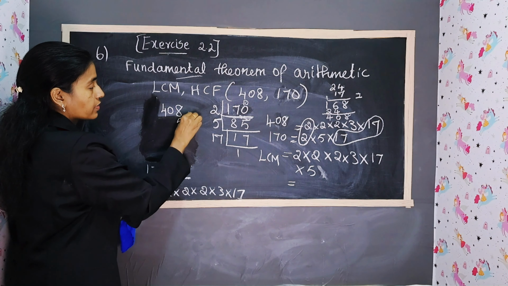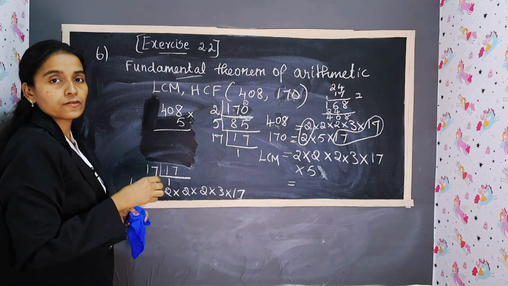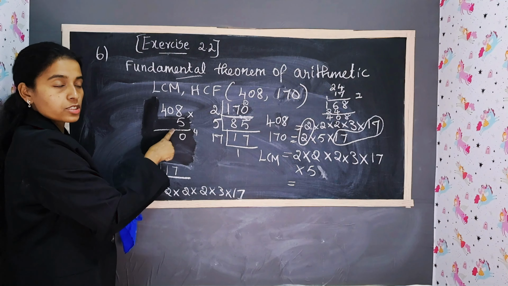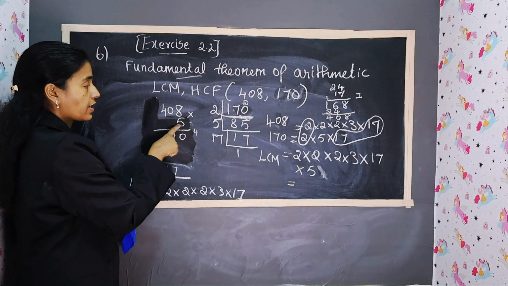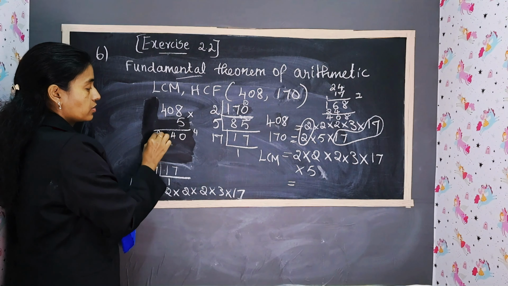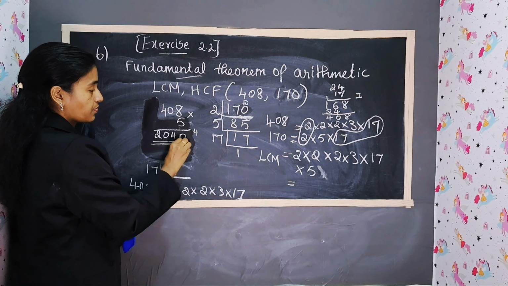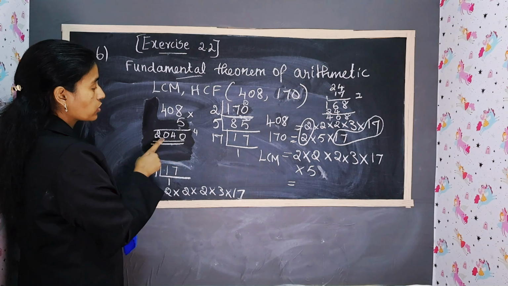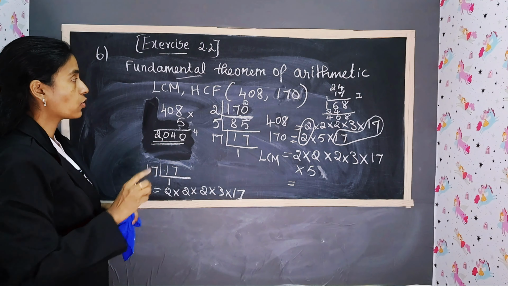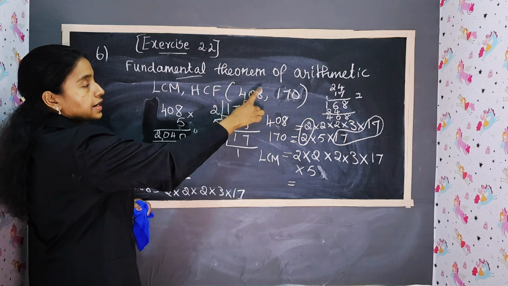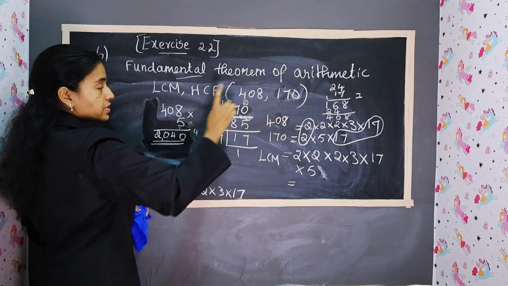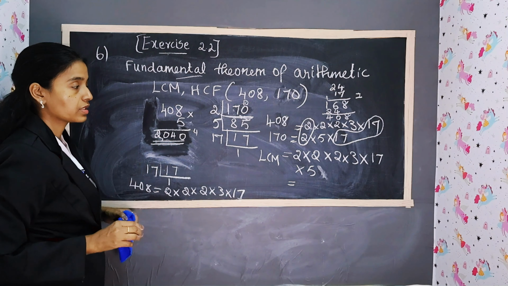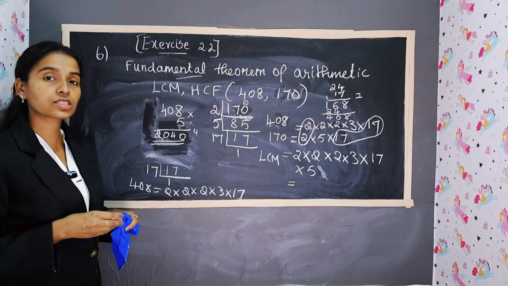408 into 5. 8 into 5, 40. 0 into 5, 0. This 4 will be coming here. And 4 into 5, 20, right? This much. 2040. LCM of 408 and 170 is 2040. And now we have to find out the HCF also.